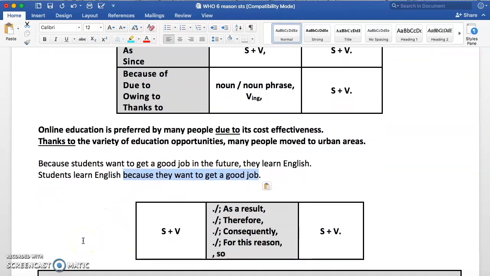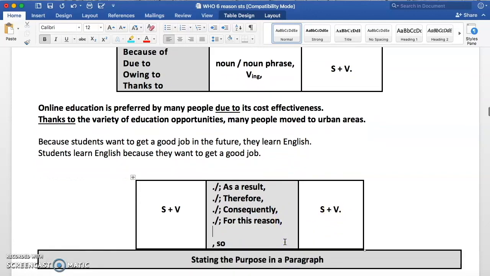Some other linkers that you can benefit from are as a result, therefore, consequently, and for this reason. You can use them with a full sentence and then a full stop, then a capital letter, consequently, comma, and then another full sentence. It is also possible to use, as you see here, a semicolon, but this time you will have a lowercase letter for this reason, and then comma, and then another sentence.